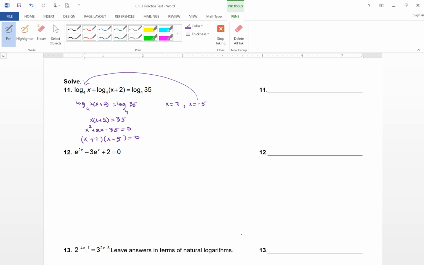Oh, wait a minute. Yeah, it does make sense. I just found a mistake somewhere else. It's negative 7. Right, so negative 7 and positive 5. And so that doesn't work. That means it's just x equals 5. All right, so I need to fix that one.